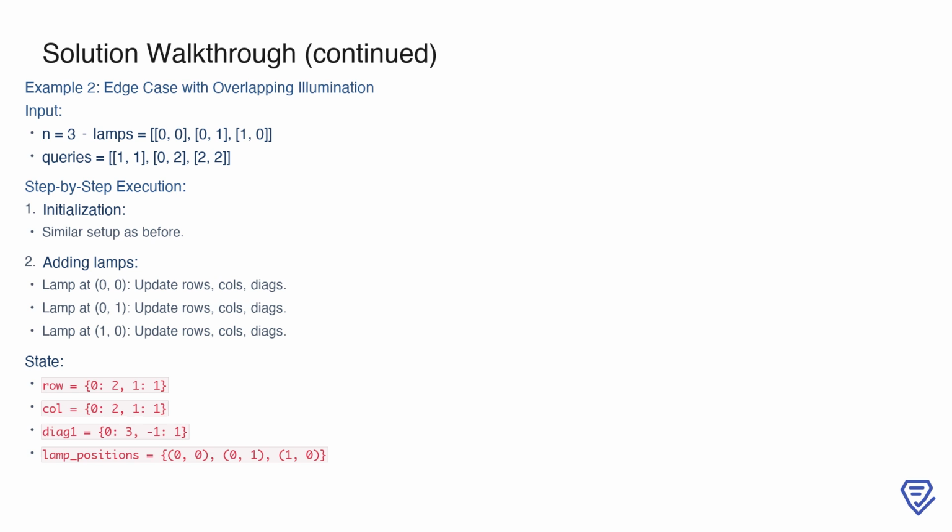When adding the lamps, the first lamp at (0, 0) updates its corresponding row, column, and diagonals. The second lamp at (0, 1) adds additional contributions to row 0 and column 1, as well as impacting the diagonals. Similarly, the lamp at (1, 0) updates row 1, column 0, and the diagonals. After adding all the lamps, we observe overlapping illumination in row 0, column 0, and the main diagonal, which is reflected in the state of the data structures.